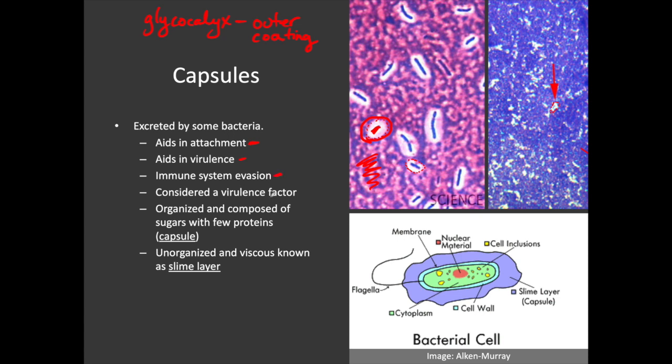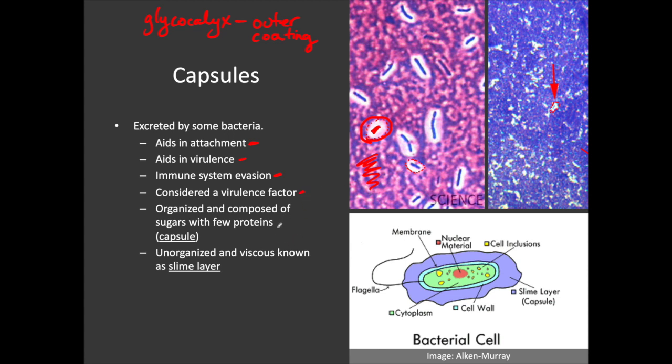This capsule also allows for immune system evasion. The immune system antibodies can't attach to these guys. Phagocytosis, we have what's known as receptor-mediated endocytosis from our phagocytic cells. They can't carry out those processes properly. The signals that would normally attach to these bacteria to signal phagocytosis and destruction are not going to be able to gain access. So it's considered a true virulence factor.